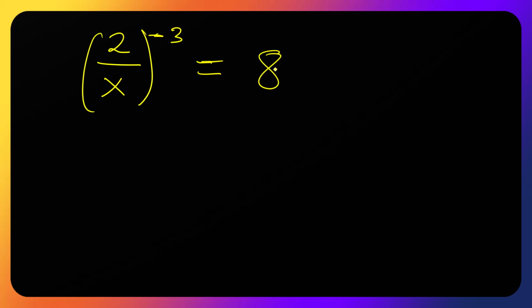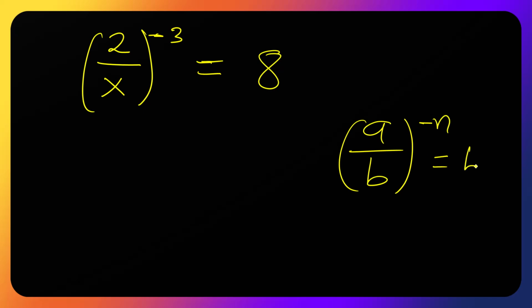All right. Now let's observe this. (a/b) all raised to -n is the same as (b/a) all raised to n. So let's observe this property carefully.